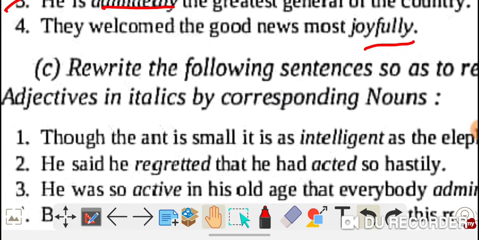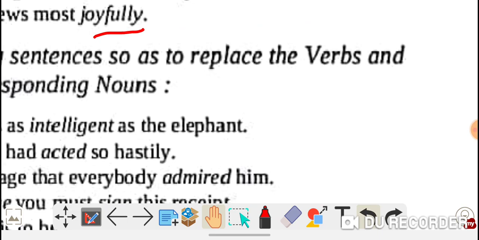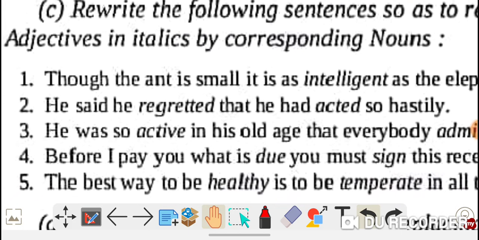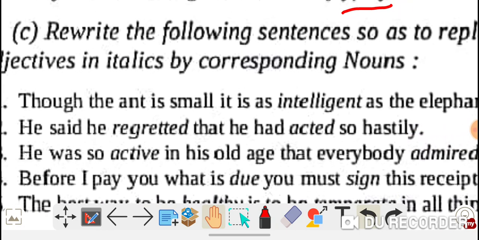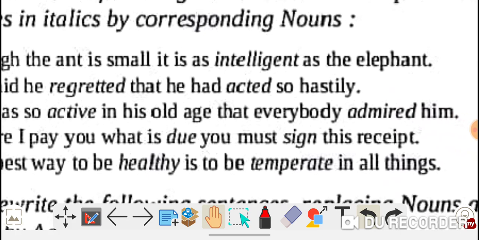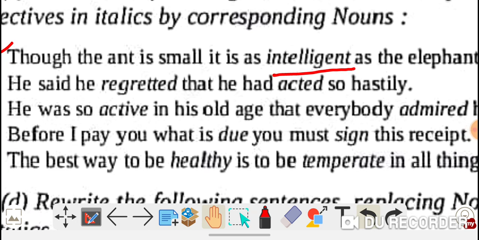Now, rewrite the following sentences so as to replace the verbs and adjectives in italics by corresponding nouns. Here, in these lines, there are verbs and adjectives which have to be replaced by nouns. The first one is: Though the ant is small, it is as intelligent as the elephant. So intelligent is the adjective form. So what is the noun form of intelligent? Intelligence. Okay. So we can write it down now. Though the ant is small, it has as much intelligence as the elephant.